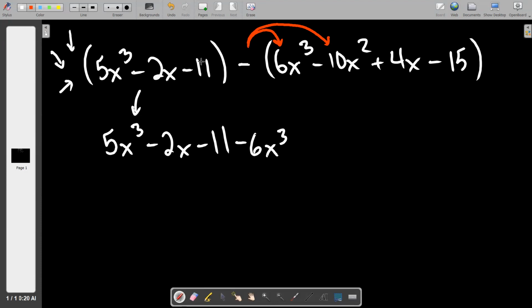And what does this guy change to? Yes. And I'll stop drawing arrows, but you get the idea. That minus sign says, I'm changing all you suckers. Who's next?